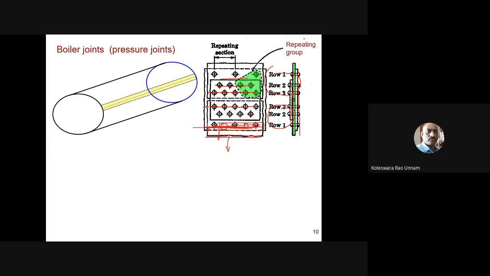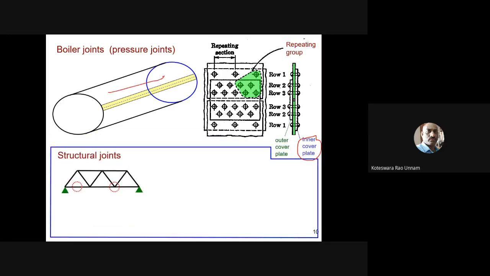That's why, to reduce that, in the outer row the pitch is different when compared to the pitch in the inner rows. Anyway, this we already discussed. This is the inner cover plate and this is the outer cover plate. In case of boiler joints, we'll call it inner and outer cover plate. Then you may have other types of joints which I call structural joints.